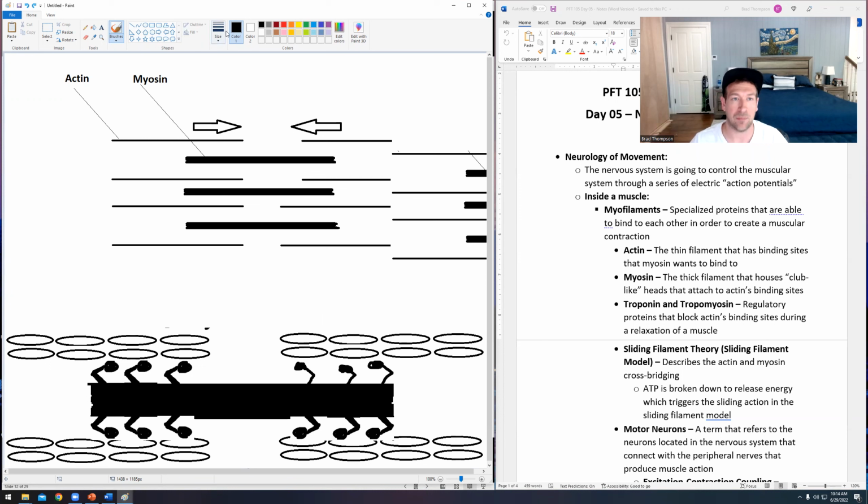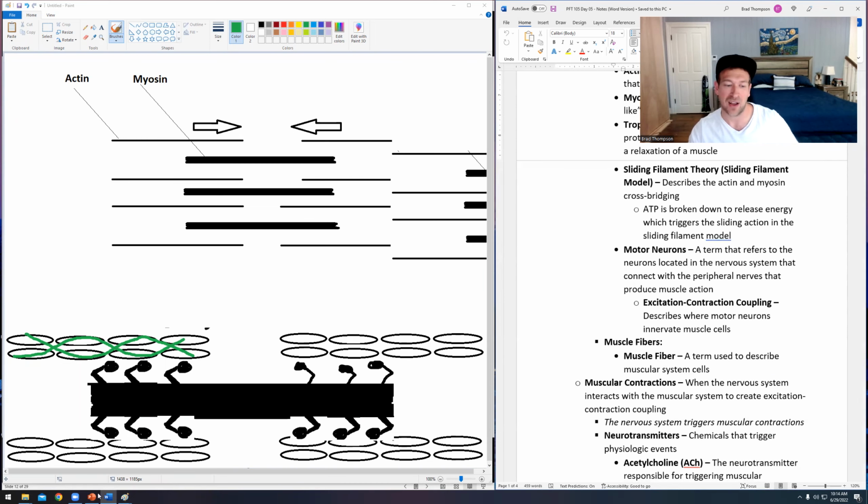Now, we do want to be able to block these proteins. We do want to make sure that we can relax our muscles, right? And so we do have a strand that covers the actin, and it looks like this. That's your troponin and your tropomyosin. Their job is to block the binding sites so that you can have muscular relaxation. Without that relaxation, we wouldn't be able to unbind our muscles. We would contract once and then we'd be stuck that way forever.